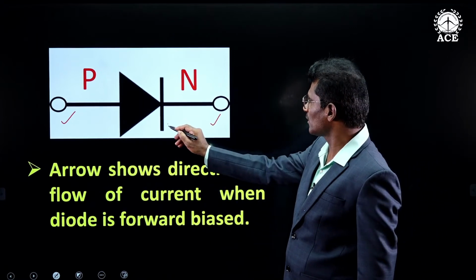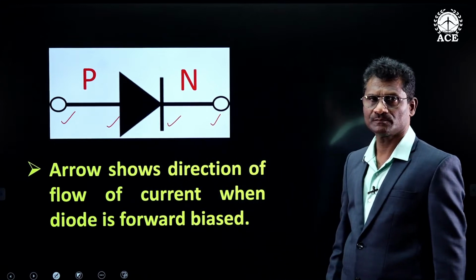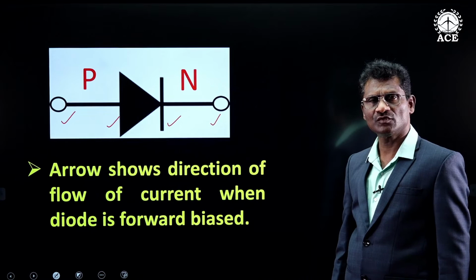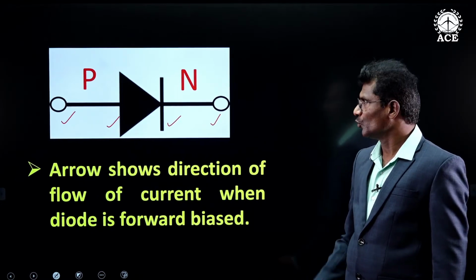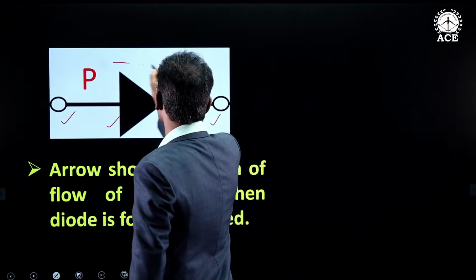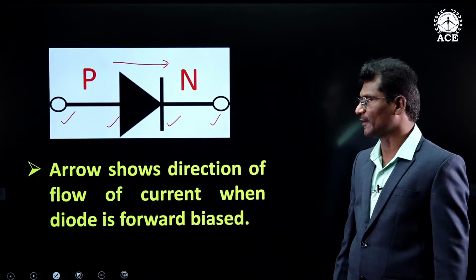This vertical line represents N, triangular piece represents P. This arrow shows direction of flow of current when the diode is forward biased. When the diode is forward biased, current goes from P to N and hence the arrow is pointing from P to N.